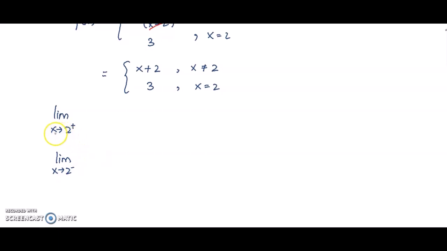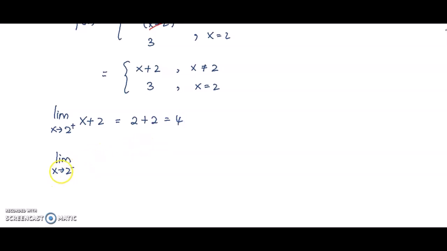Alright, so for the limit where x approaches 2 positive, you can say that the 2 positive is for this first interval. So we are going to take this function x plus 2 to replace the f(x). Then you use the substitution method. You have 2 plus 2 equals 4.